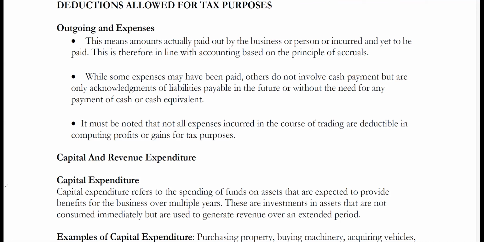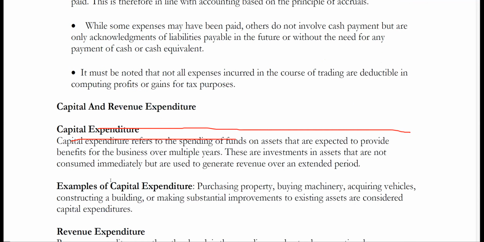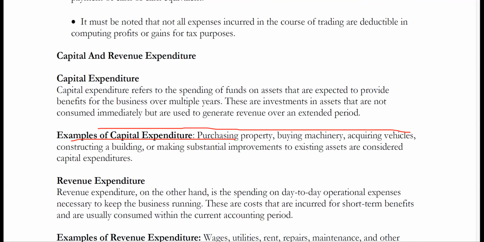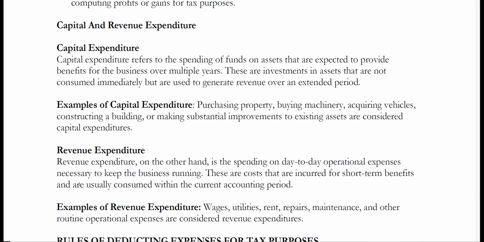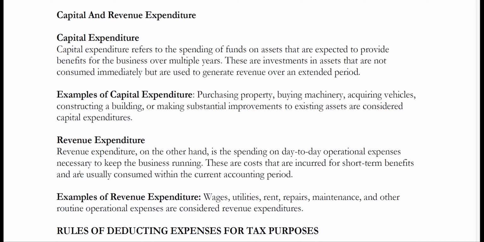Now, while some expenses may have been paid, others do not involve cash payment, but are only acknowledgement of liabilities payable in the future or without the need for any payment of cash or cash equivalents. It must be noted that not all expenses incurred in the course of trading are deductible in computing profit or gains for tax purposes, right? So yes, you have done your deduction for accounting purposes, but the thing is, will the Commissioner General allow you to deduct it, or he will reverse it, which means he will disallow, right? You just understood those principles.